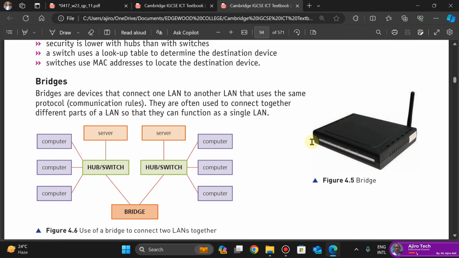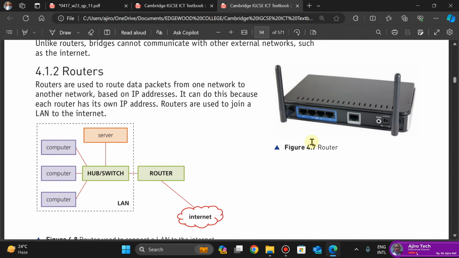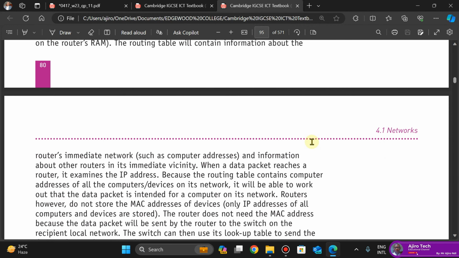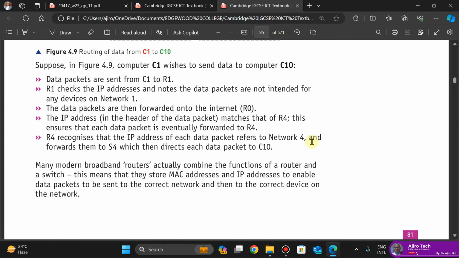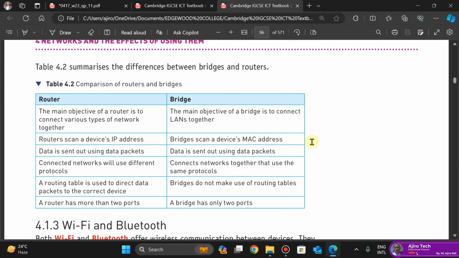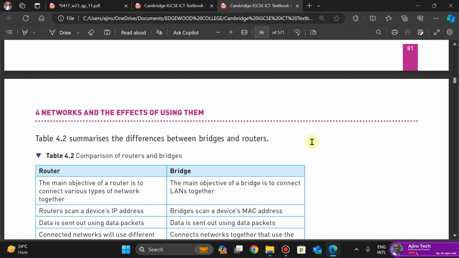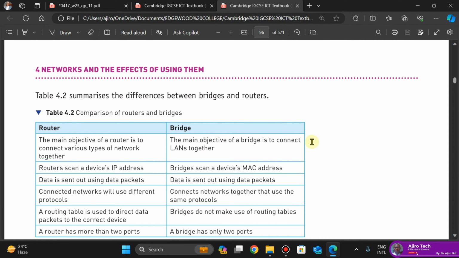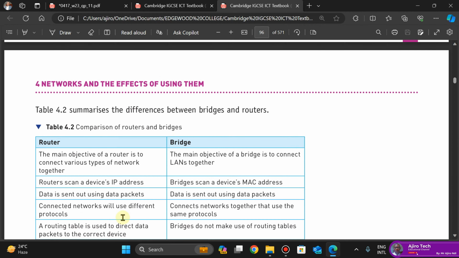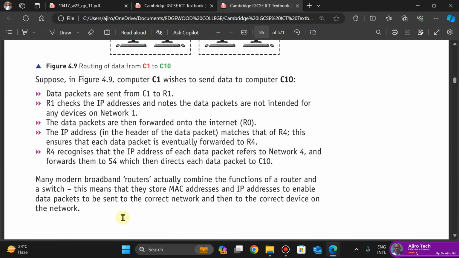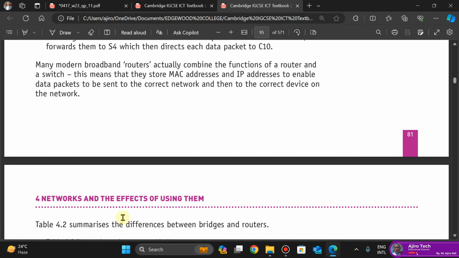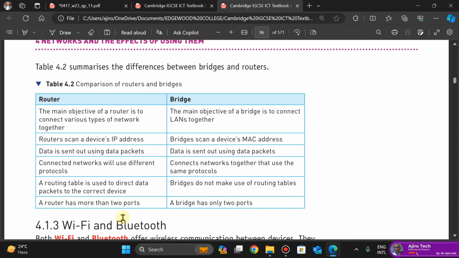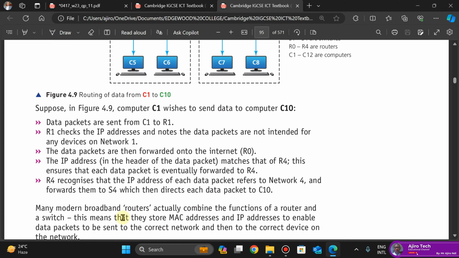Now, for the router, I want to show you where I'm talking about. I think I saw it somewhere here. Now, a routing table is used to direct data packets to the correct device. That's what the routing table is used for: to route the data packet to the correct devices.